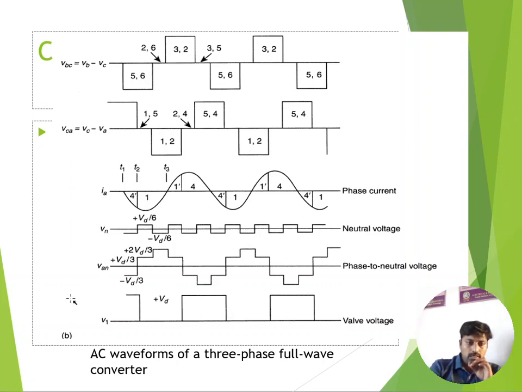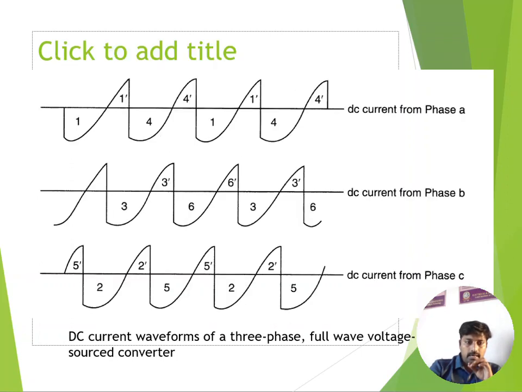So this is simple operation, and accordingly you will write some currents, that is DC current from phase A and DC current from phase B and DC current from phase C. These are the currents representation. You can clearly observe from this figure.